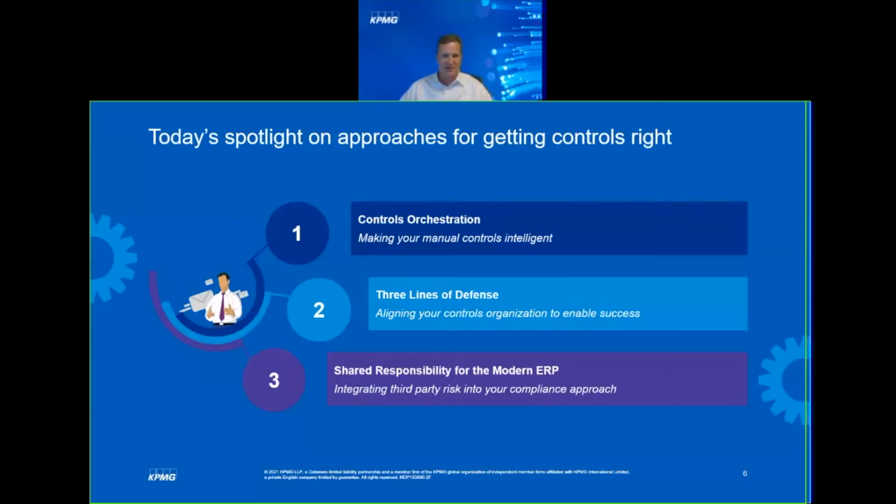Secondly is governance and organization. We're going to talk through the three lines of defense concept and how your governance stakeholders can align and play the right role in your controls organization to enable transformation success. And then, finally, there was some really good mention of reliance on third parties in the first hour. We call this the shared responsibility framework, where you integrate third-party risk into how you manage compliance going forward. So let's go ahead and dive into the topic.